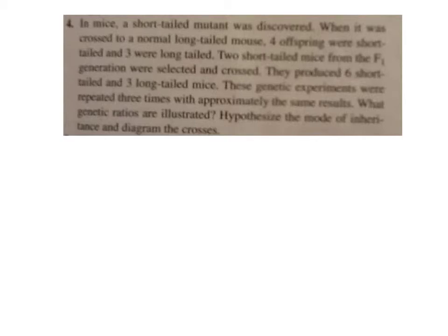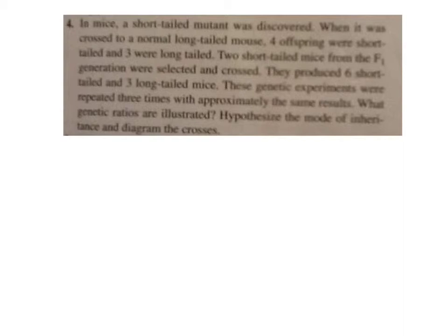Okay, now I'm going to help you through problem number 4, and this is on page 93. So you start by looking at the problem, seeing here we've got this short-tailed mutant. It seems like normally there's these long-tailed mice, and when that happens you end up getting 4 that are short-tailed and 3 that are long-tailed. So to me that seems like initially we're talking about half and half.